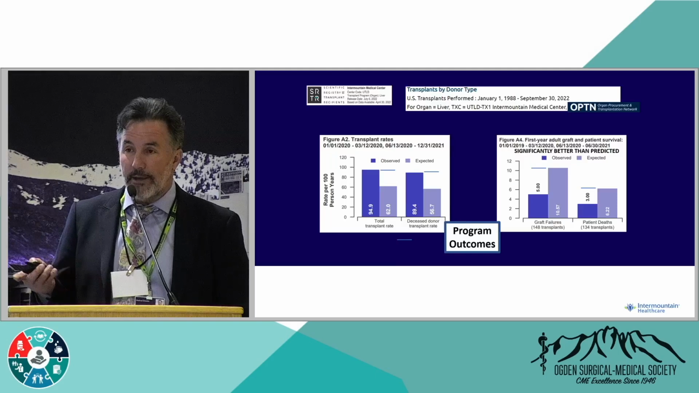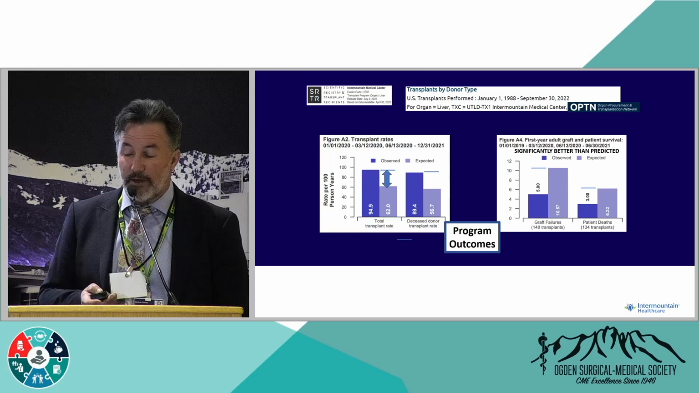But what we have to preserve is quality. So we have an observed versus expected transplant rate. We're better than where we would be predicted to be. That's terribly important. In terms of receiving a deceased donor, you're more likely to get one with our program. If you look at the number of grafts that fail, we do better than what is expected of us, which means more grafts stay alive, and we have fewer patient deaths.